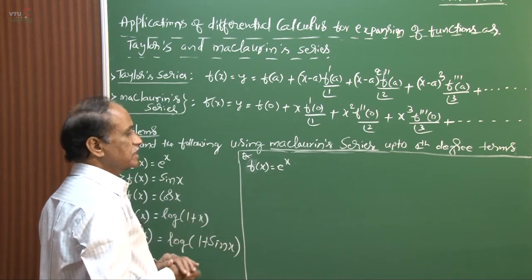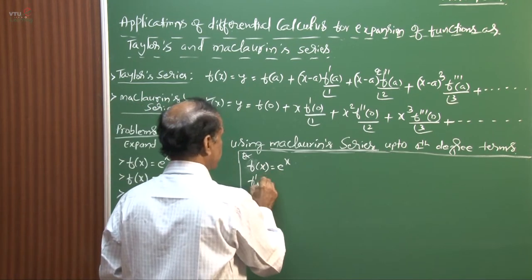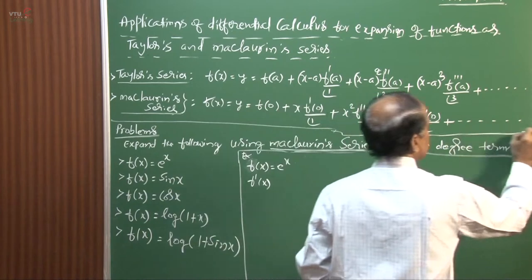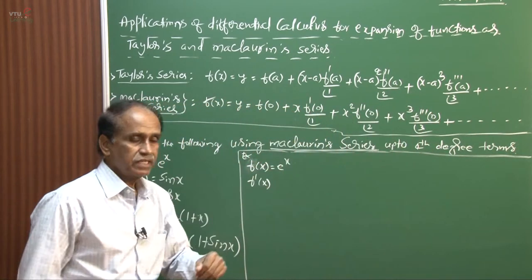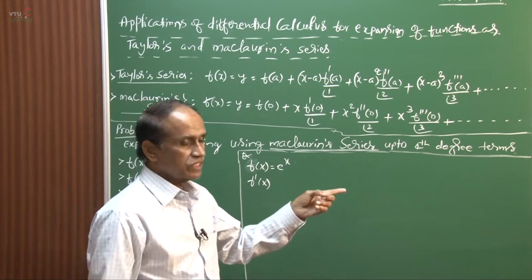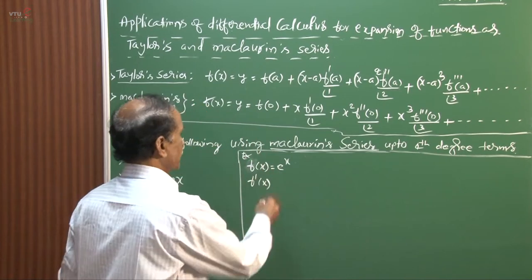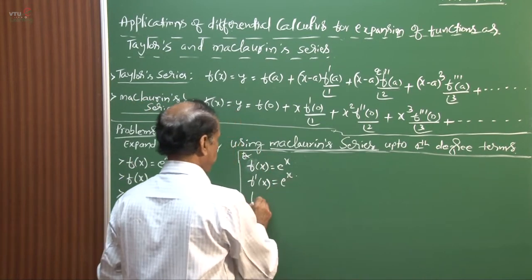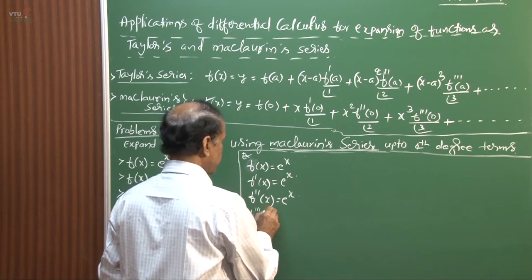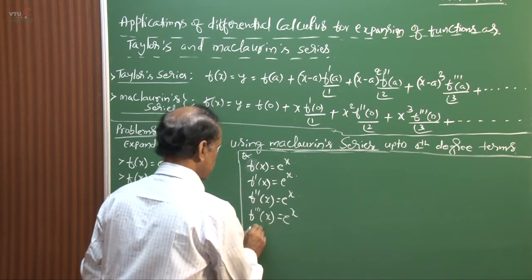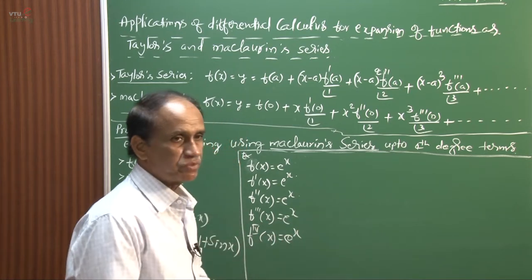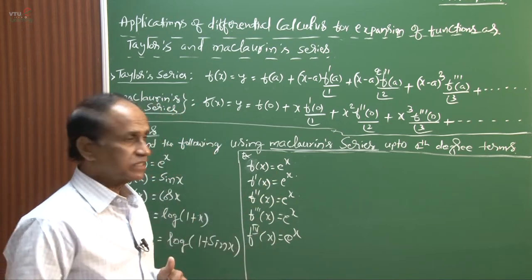Okay. So f of x is equal to e to the power x, and I am asking up to fourth degree terms. This is not fixed: in some cases you will discuss up to third degree, in some cases up to fourth degree, and in some cases up to fifth degree. What is f dash of x? e to the power x, and f double dash of x is e to the power x, so f triple dash of x is also e to the power x, and the fourth order derivative is also the same, because the exponential remains the same for any number of differentiations.